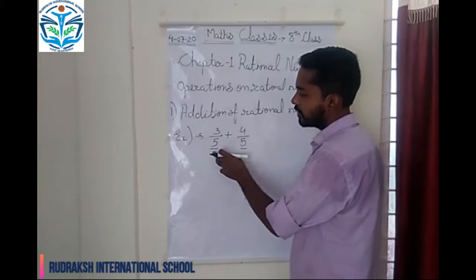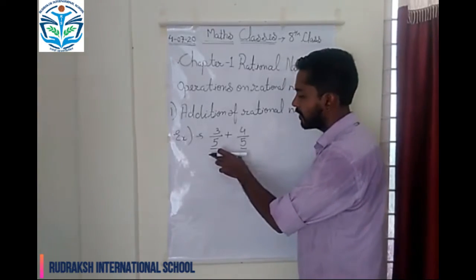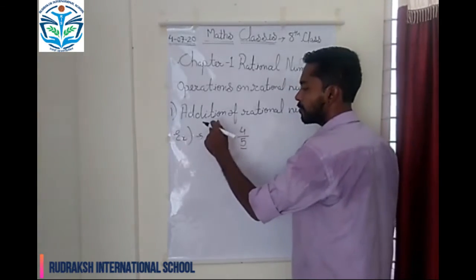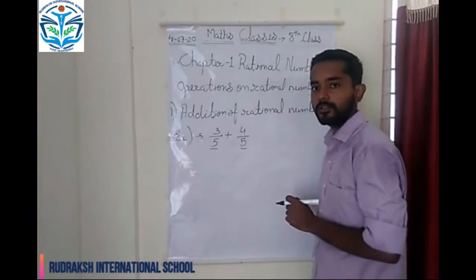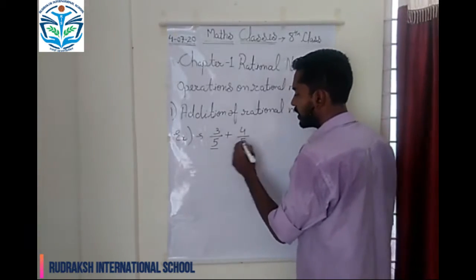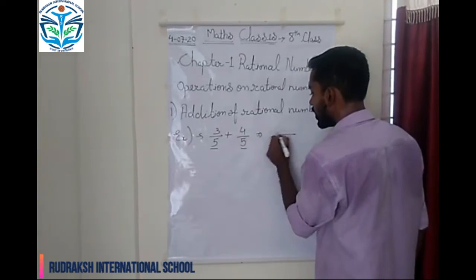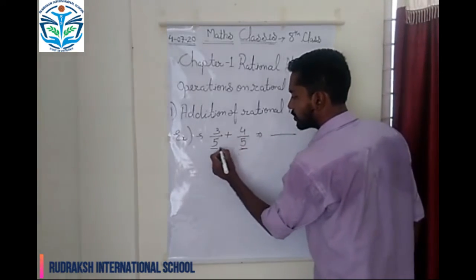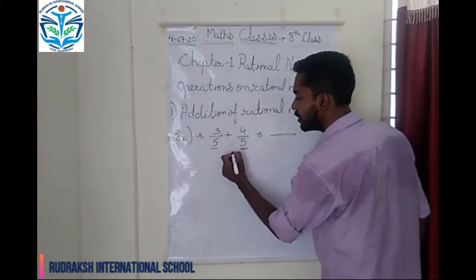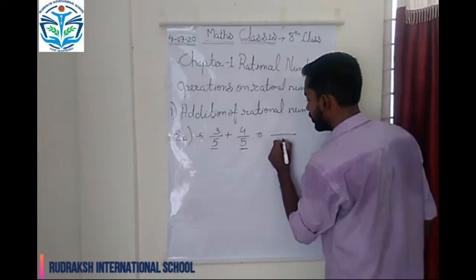So when we have rational numbers with the same denominators, these types of rational numbers are called like rational numbers, and here you don't have to take any LCM, you simply have to add them. When you have the same denominators, you don't have to add the denominators, you will get the common denominator.